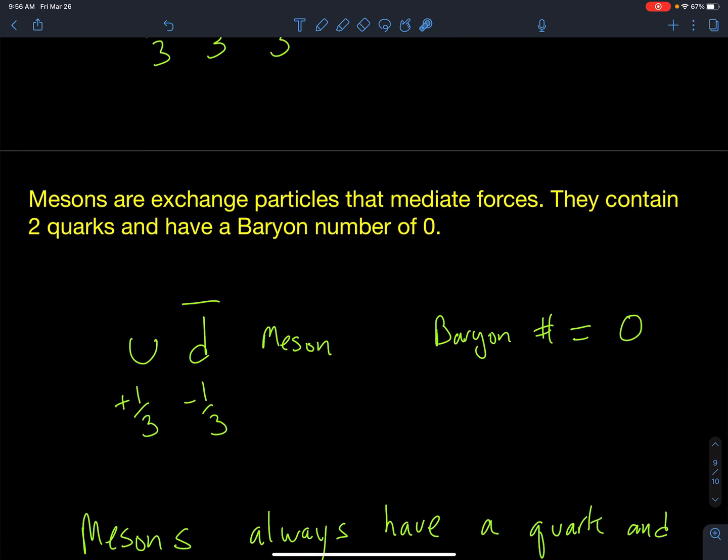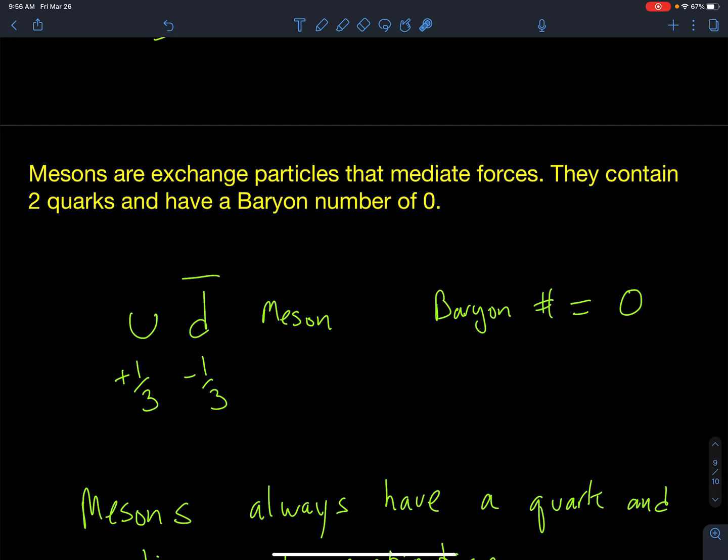Okay, mesons are another type of particle that we talked about before. They're exchange particles. They're not in the nucleus, but they mediate forces. Mesons contain 2 quarks and have a baryon number of 0 because they don't exist in the nucleus. So in order for that to happen, the quark combination has to be a normal quark and an anti-quark so that the baryon numbers cancel out. So 1/3 plus -1/3, the baryon number is 0. It does not exist in the nucleus. It is an exchange particle. Baryon number has to be 0.